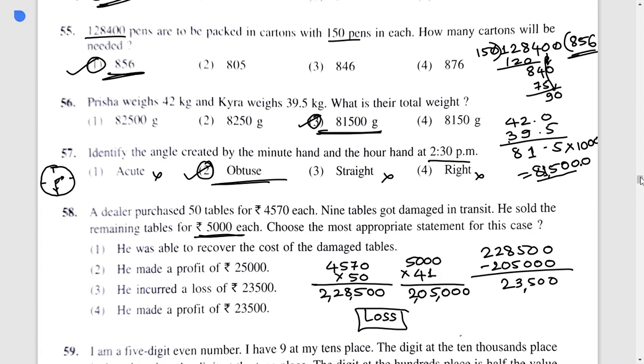So 23,500 rupees he got a loss. So he incurred a loss of 23,500. So option third is the right answer here.